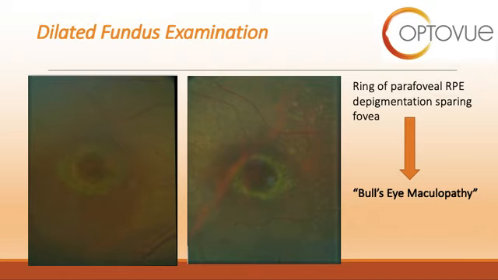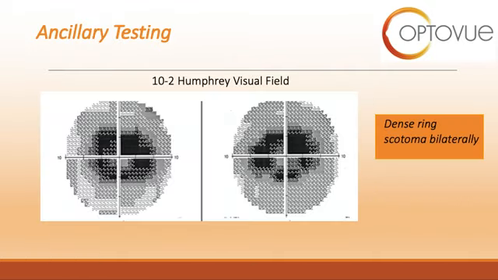Basically, when you look here, you can see it's pretty obvious that she has what we call a bullseye maculopathy, which can be defined as a ring of parafoveal, meaning here's your fovea, so it's parafoveal, a ring of parafoveal RPE depigmentation sparing the fovea. So, classic bullseye maculopathy, which is why she was experiencing paracentral scotomatous lesions.